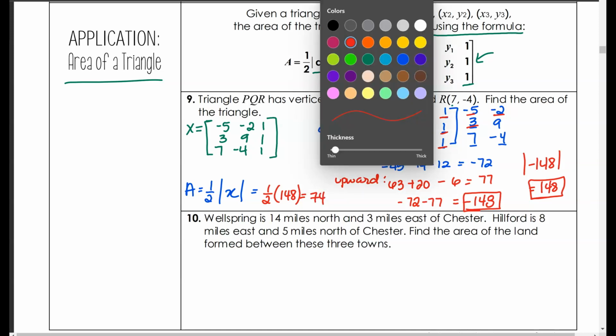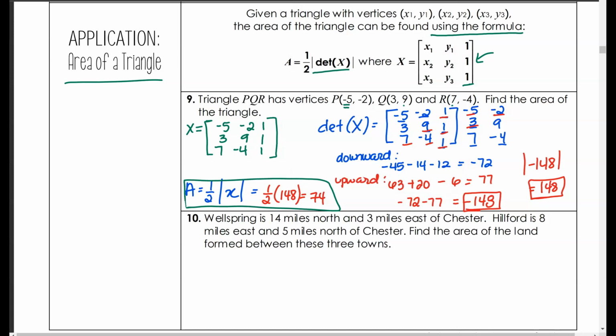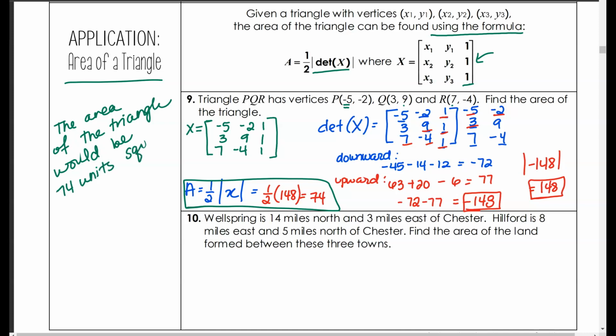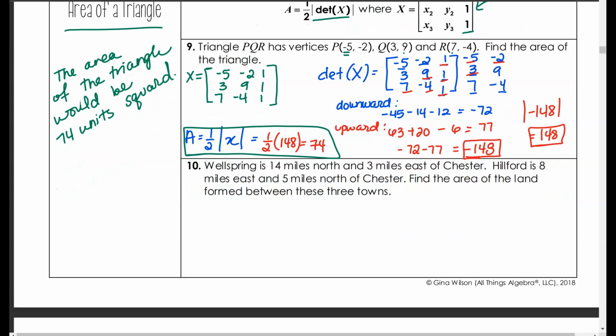So that tells us that the area of the triangle, here, let's write it over here. The area of the triangle would be 74 units squared. Okay. All right, let's look at the next problem.